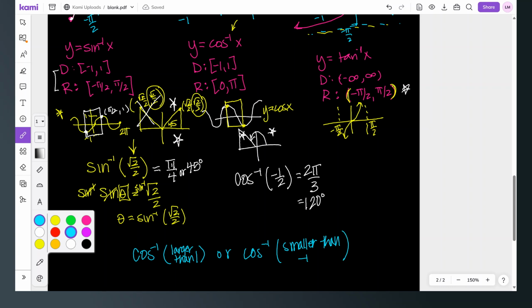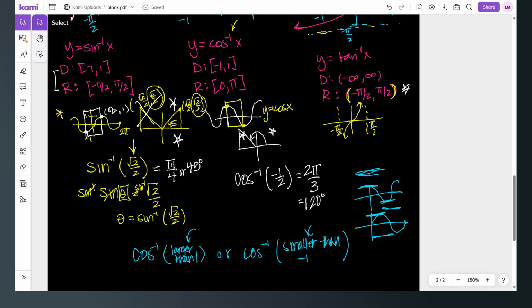Because remember, cosine and sine, the range on the cosine and sine functions, so there's sine, here's cosine, my range is between 1 and negative 1. So on my inverse, that's my domain, which means I cannot have a number larger than 1, that would be up here. I cannot have a number smaller than negative 1, that would be down here. Can't have it. Okay, so pay attention to that if they ask you a question like that.